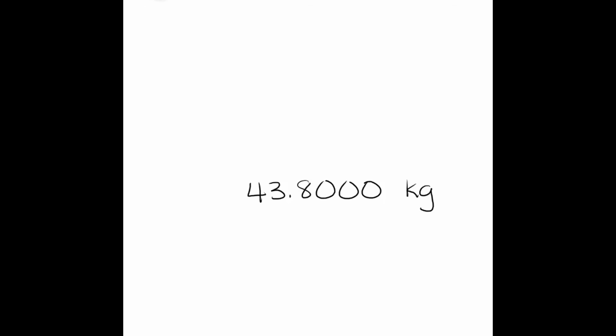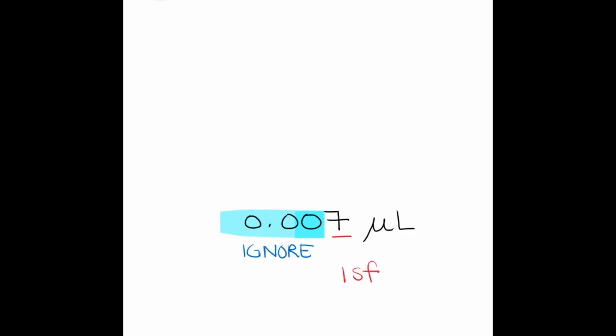Are there leading zeros? No. Is there a decimal point? Yes. Are there trailing zeros? Yes. So we will count the trailing zeros and all other digits, which turns out to be all of the digits in this number. There are 6 significant figures. Are there leading zeros? Yes. Ignore. Is there a decimal point? Yes, but there are no trailing zeros. So we count all other digits. There is 1 significant figure.